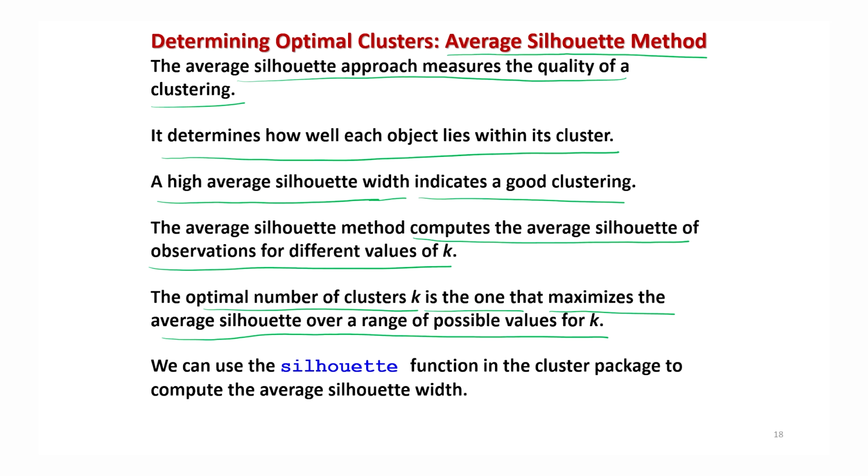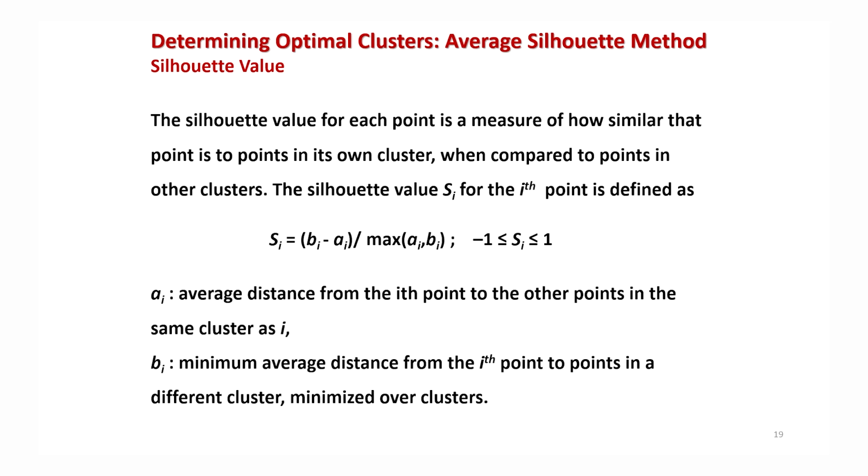And in the R software, we have a function here, silhouette, by which you can compute this width, this average silhouette width. So it's not very difficult actually in R when you try to implement it. And the silhouette value for each point is a measure of how similar the point is to points in its own cluster when compared to points in other clusters.